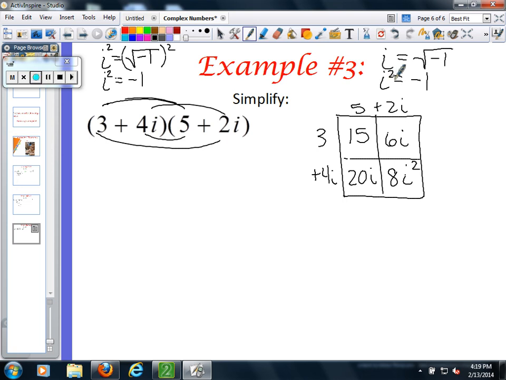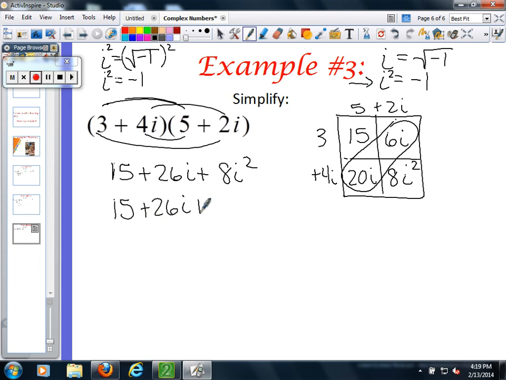So now you have 15. These are like terms, so I'm going to combine them. That is going to be plus 26i plus 8i squared. And now you're going to use this information here and use substitution. So this is 15 plus 26i plus 8 times negative 1. This is going to be 15 plus 26i minus 8. And now I combine my like terms, and I'm going to get 7 plus 26i.